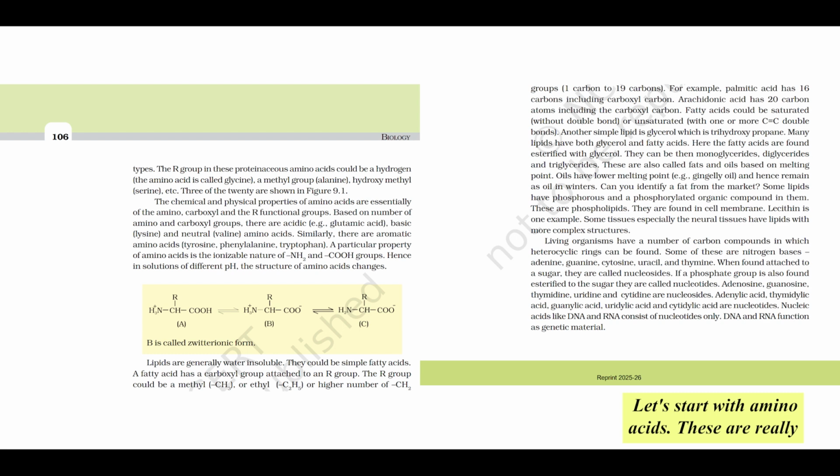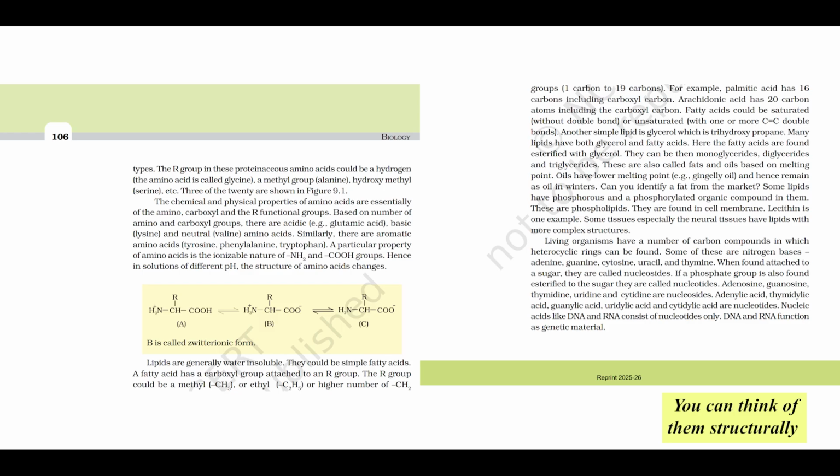Let's start with amino acids. These are really unique organic compounds because they contain both an amino group, -NH2, and an acidic carboxyl group, -COOH. And crucially, both groups are attached to the same carbon atom. We call this the alpha carbon, which is why they're often called alpha amino acids.